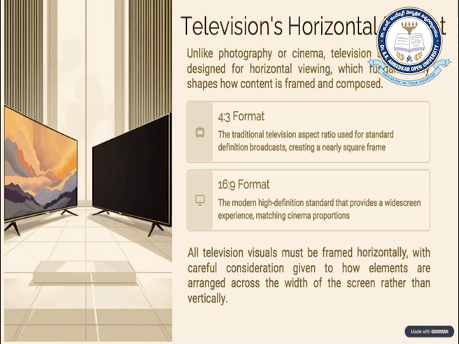And the second thing to understand here is the television's horizontal format. When we watch TV, we don't look into all these aspects, isn't it? You don't look at the composition styles, you don't look at the framing position and all that. But when we talk about television, it has a certain format. Traditionally, earlier it was only television, we never had much popularity of cinema and other mediums. Today cinema is dominating, but television has its own important place. So, unlike photography or cinema, television scenes are designed for horizontal viewing. That's how we watch them, which fundamentally shapes how content is framed and composed.